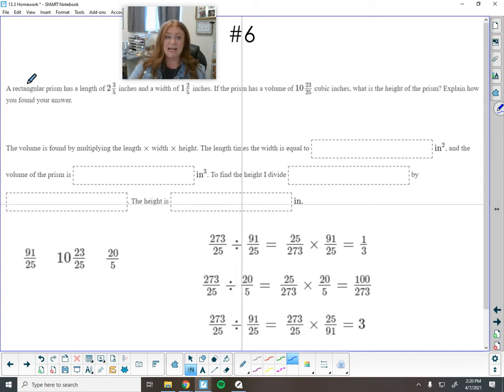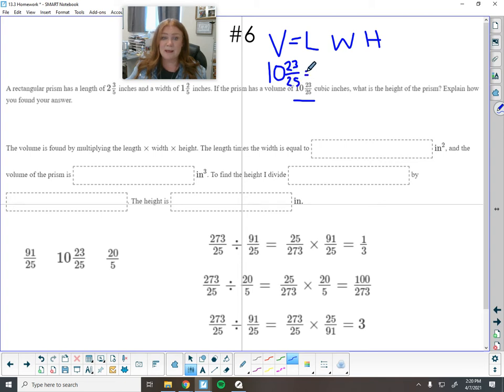Number 6 has a rectangular prism that has a length of 2 3/5, a width of 1 2/5, and we have the total prism volume. What is the height of the prism? And then we're going to explain how we found our answer. So we know that volume equals length times width times height. And our volume is 10 23/25. Our length here is 2 3/5. Our width is 1 2/5. And the height is what we are looking for.